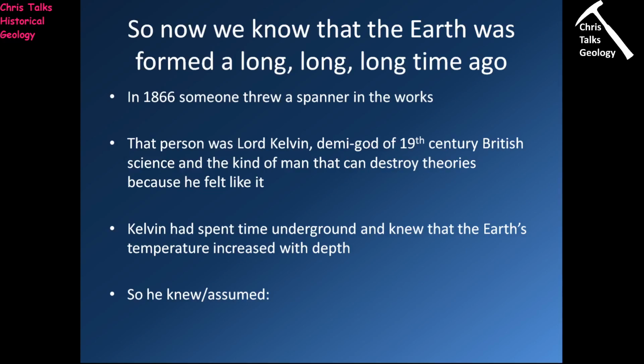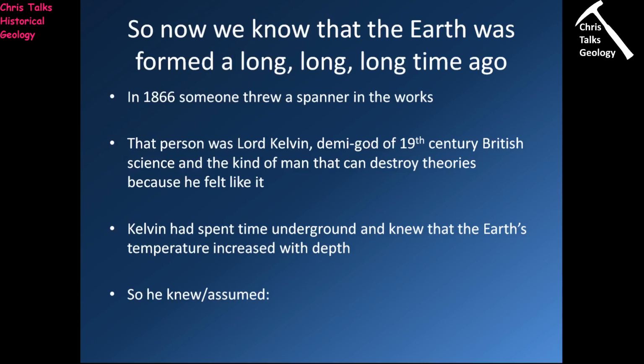So now we know the Earth was formed a long, long time ago. However, in 1866, someone threw a spanner in the works, and that person was Lord Kelvin, who the temperature scale is named after. Lord Kelvin was an extremely important scientist in the 19th century. He was also the kind of man who was so well respected that he could destroy your scientific idea just by saying he didn't like it.